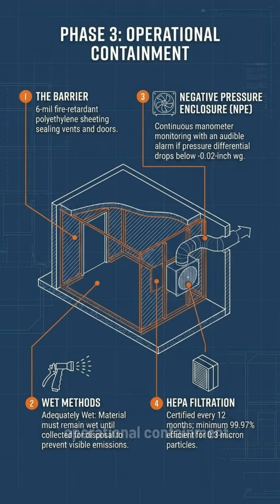Phase 3 focuses on operational containment. Key elements include establishing a barrier with fire-retardant sheeting, utilizing wet methods to prevent visible emissions, maintaining a negative pressure enclosure with continuous monitoring, and using HEPA filtration certified for 0.3 micron particles.